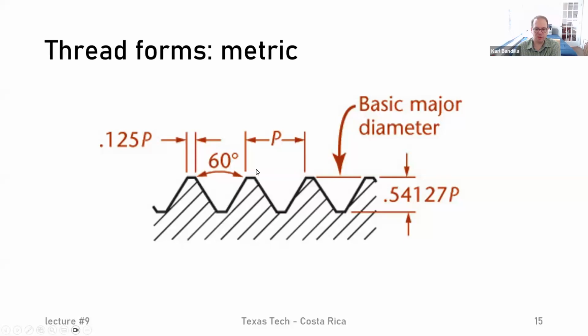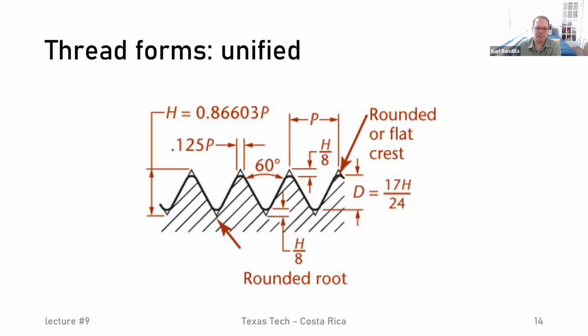And then we have another one that we call the metric one. That is basically where we just flatten out the tops and the bottoms. It's a little easier to produce than the unified one, but the idea is the same. And as you can see, all three of them have the same angle between the sides. The thread angle is the same.